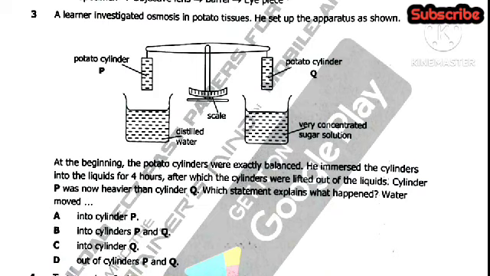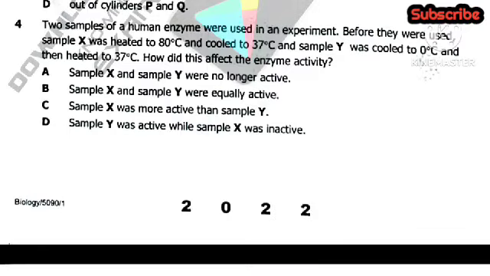Okay, the answer is water moved into cylinder P. Why? Because cylinder P has got some concentrated salt solution inside, and it was put in distilled water, so that water was attracted into the potato cylinder P. Okay, so the answer was A.